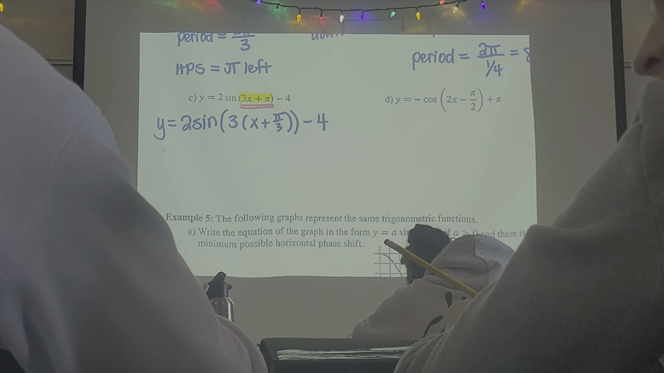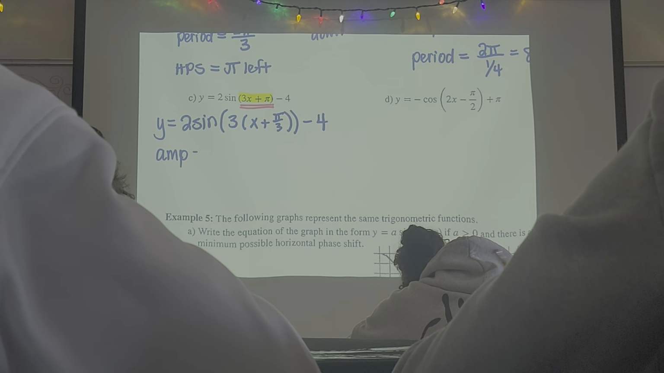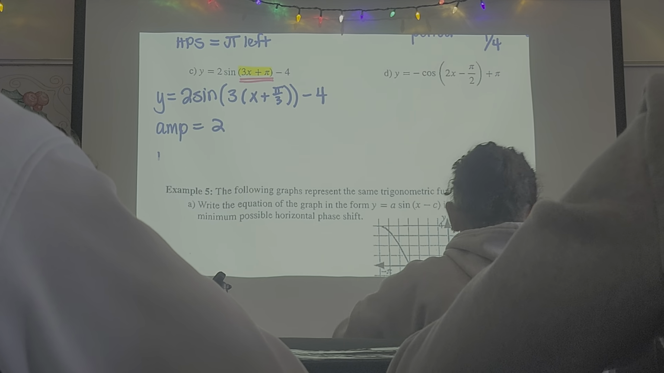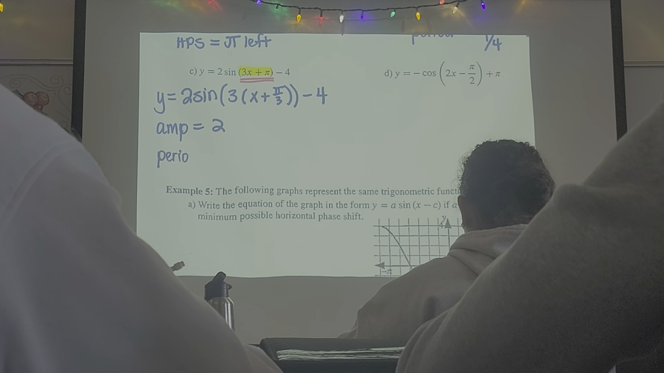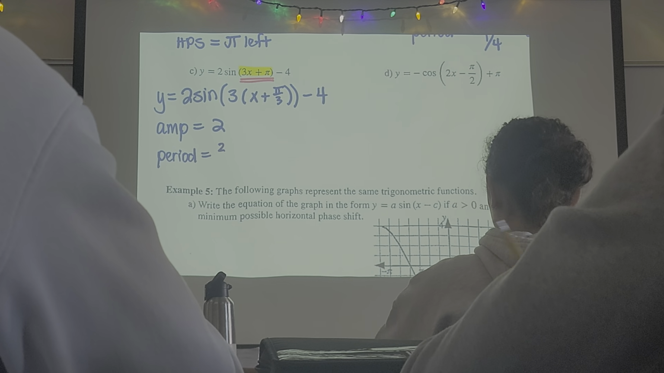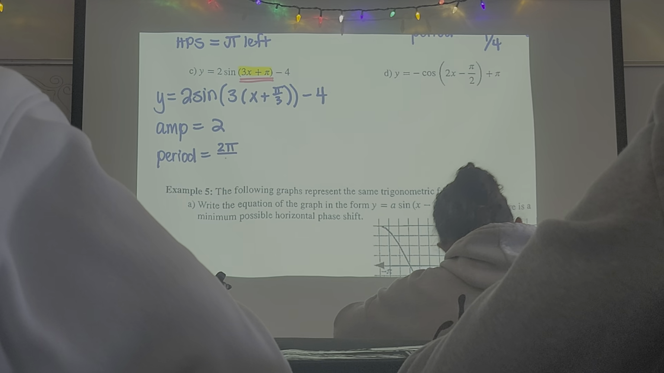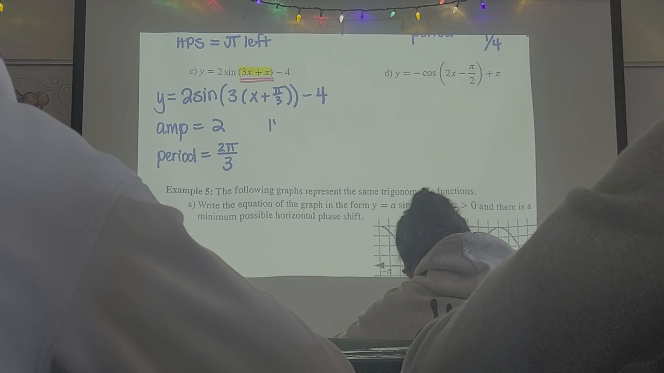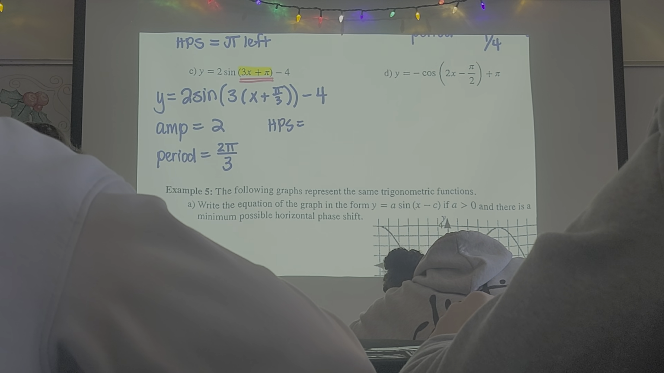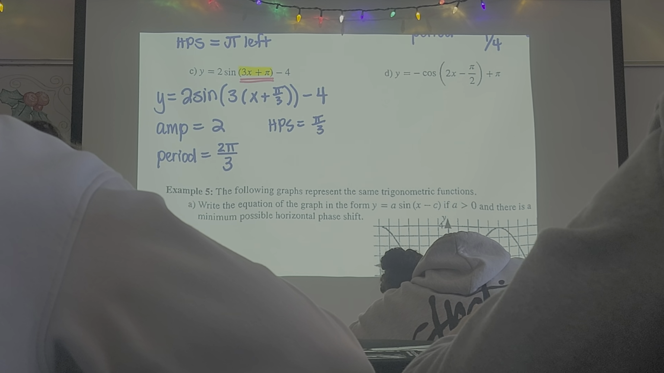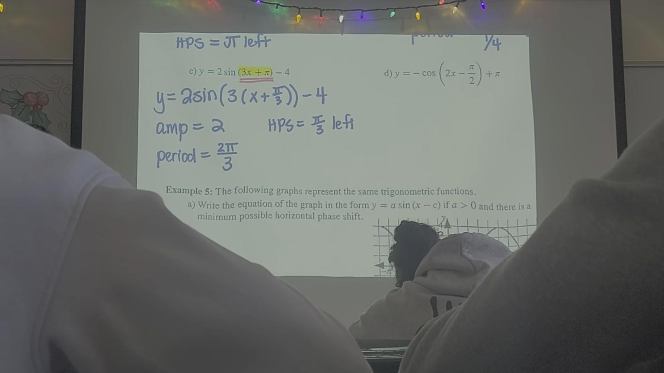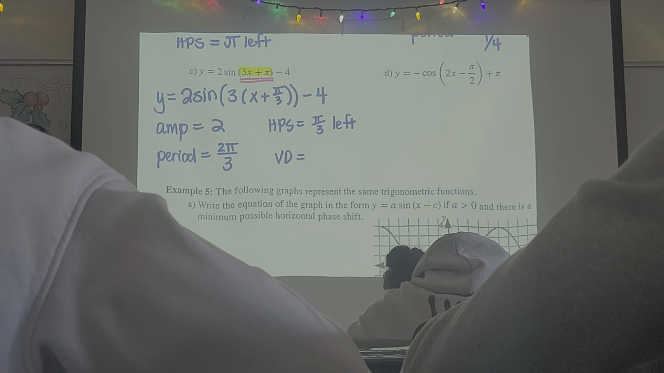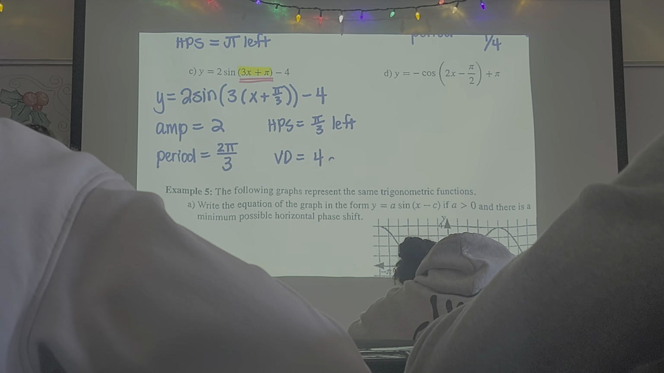So what do we have? Amplitude is 2. Period is 2 pi over 3. Phase shift is pi over 3 left. And vertical displacement is 4 down.